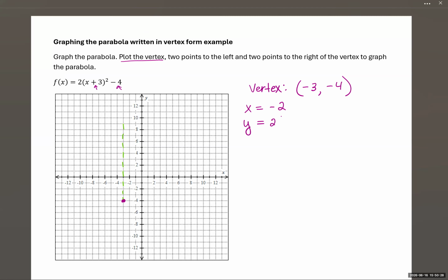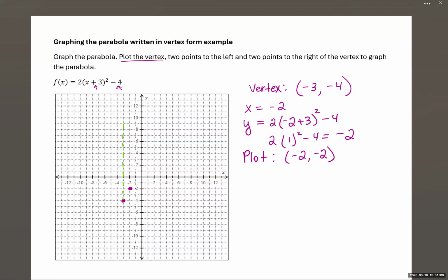Y is 2 times (-2 plus 3) squared minus 4. So that's 2 times 1 squared minus 4. So this is 2 minus 4 is -2. So I'm going to plot the points. -2, -2. That's right here.